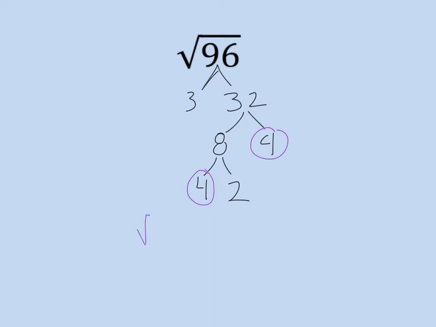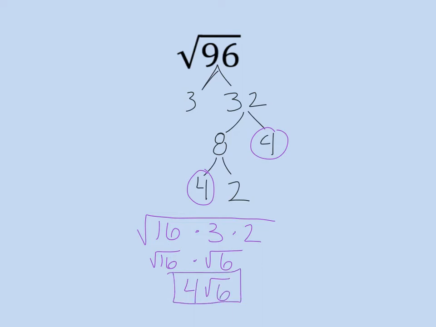So if I rewrite this, I could do 4 times 4 is 16, times 3 times 2. And then I could have the square root of 16 times the square root of 6. And this would be 4 square root of 6, and this right here would be my final answer. So you could do it either way. If you're not good at finding out what the factors with a perfect square are, I would do a factor tree to look for pairs, because all this means is you're looking for two numbers that would multiply to get out of the square root.